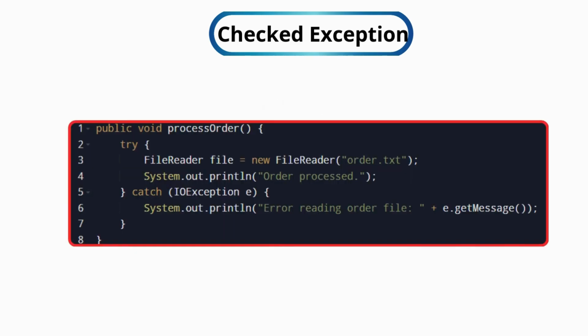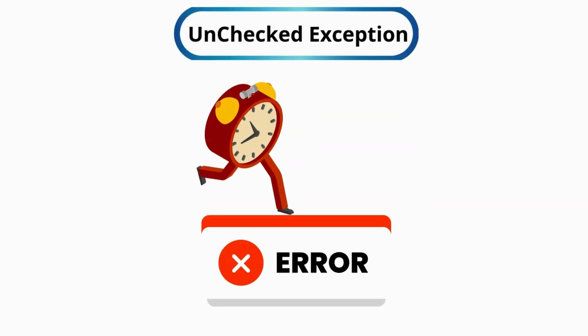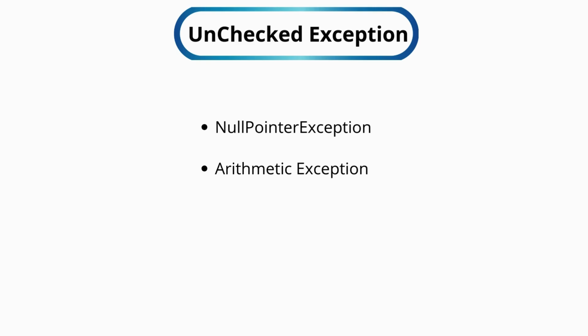Here is the example program which handles the checked exception using try and catch. Inside the try, I have written the business logic to read the file, and inside the catch, if any exceptions occurred, I am printing the message for the error. That's it. And next, let's see about unchecked exception. These occur at runtime and are not checked during compilation. Examples: null pointer exception, arithmetic exception, array index out of bounds exception.